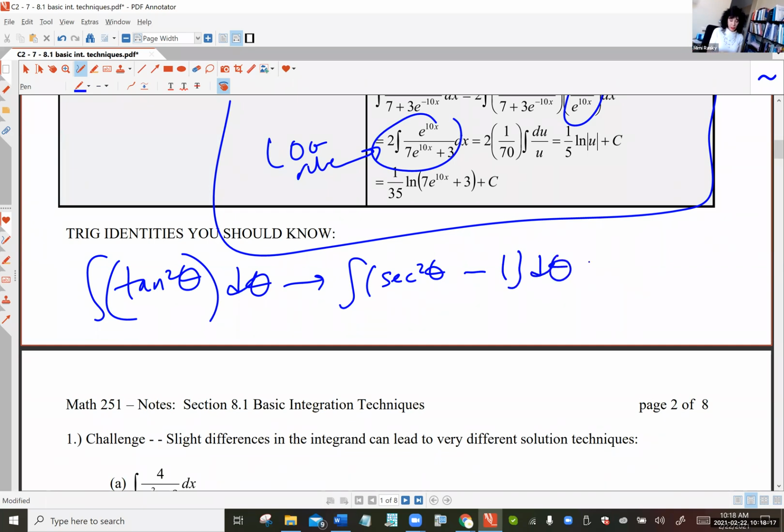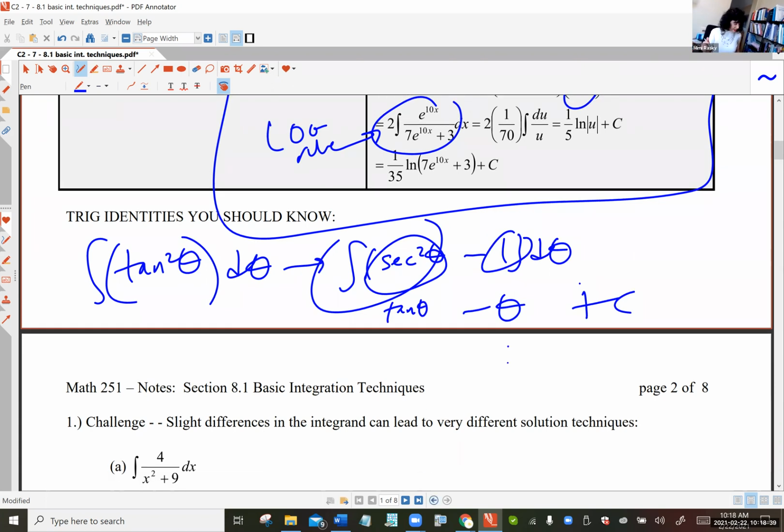And now it's integrable because the integral of sec squared is, I don't know if anybody knows. Does anybody know the integral of sec squared? Off the top of your head, say. Maybe not. It's okay if you don't. It turns out it's tan. And then the integral of 1 would just be theta. Okay, so this one we did need a little trig identity.